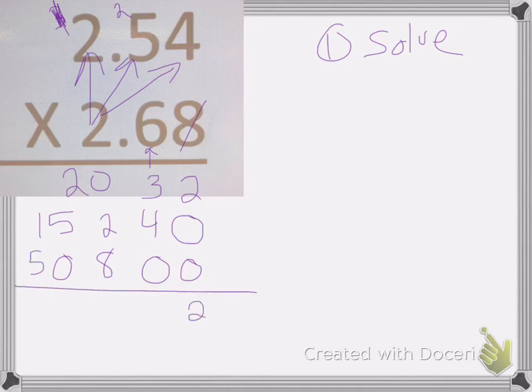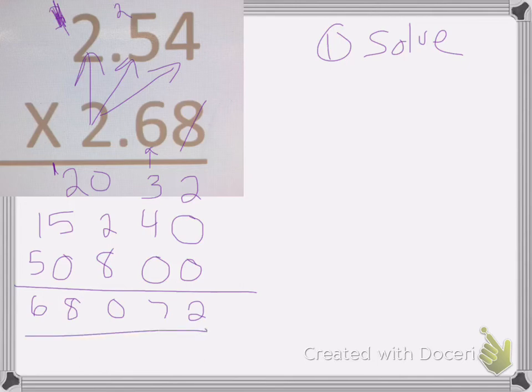So we've got 2, 7, 10. Bring the 1 up here when we're adding. 2 plus 5 is 7 plus the 1 is 8. 1 plus 5 is 6. So now we've got our answer, right?